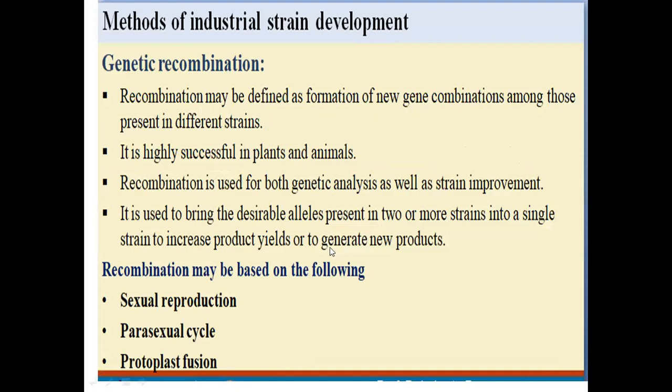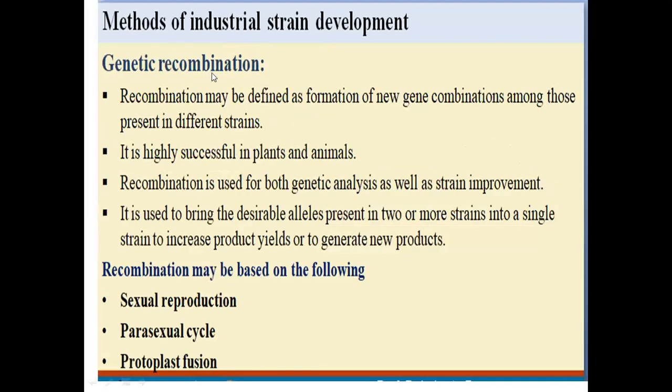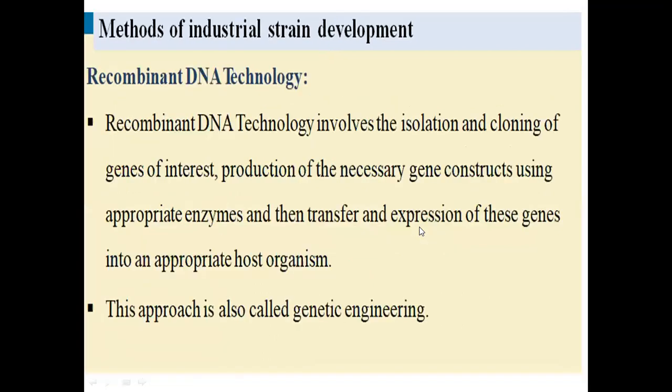Genetic recombination, using recombinant DNA technology, is the most useful. You should also understand that using ionizing radiation and chemical agents, you will not be able to do a targeted mutation. There will be random mutations. But using recombinant DNA methods, wherever you want to change the sequence, wherever you want to induce any sequence, you can do it very successfully in both plants as well as animals.